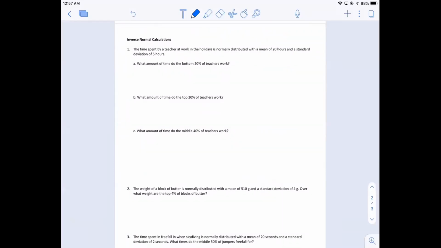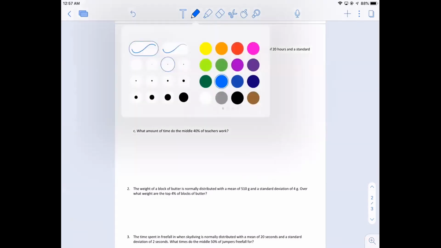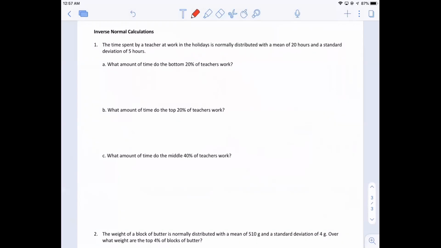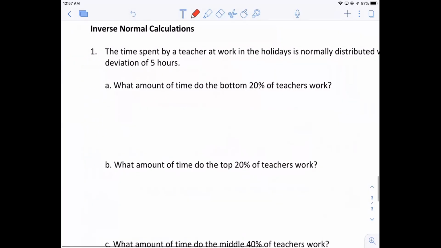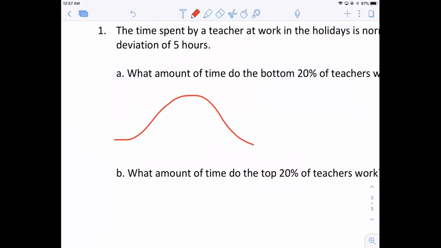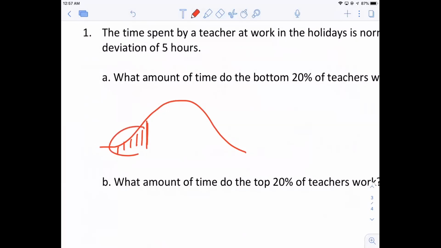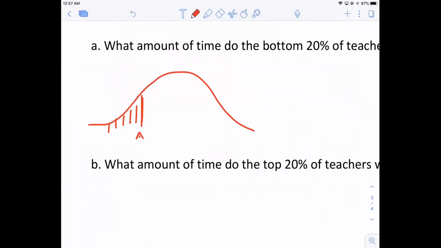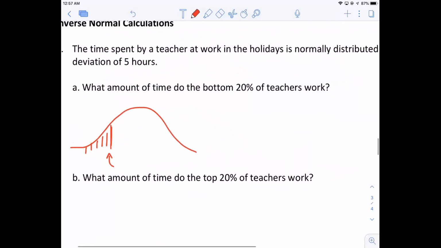So let's practice with these inverse normal calculations. The time spent by a teacher at work in the holidays is normally distributed with a mean of 20 hours and a standard deviation of 5 hours. Those are completely made up numbers. So what amount of time do the bottom 20% of teachers work? So when we do our inverse normal, 20%, well, we know the area. We're trying to find the number of hours here. So that's why it's an inverse normal function.